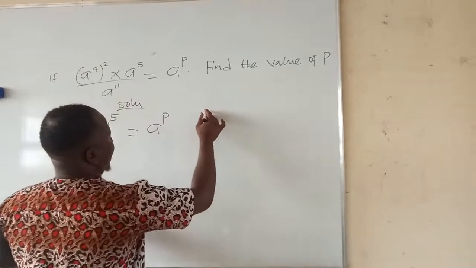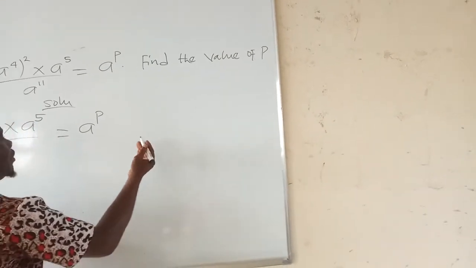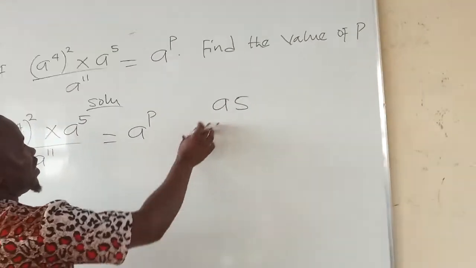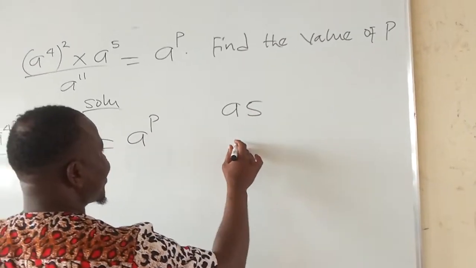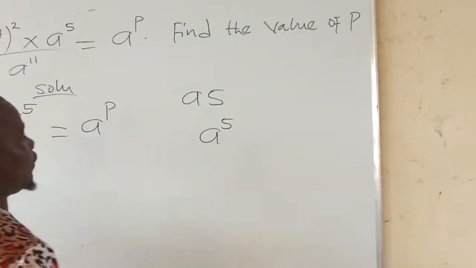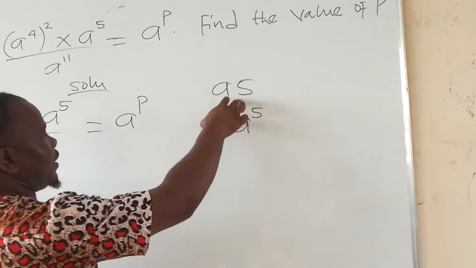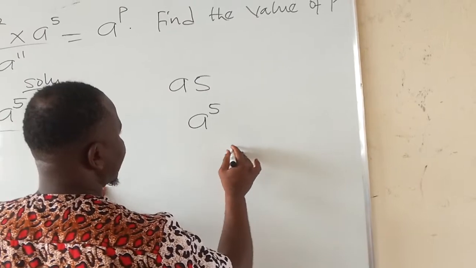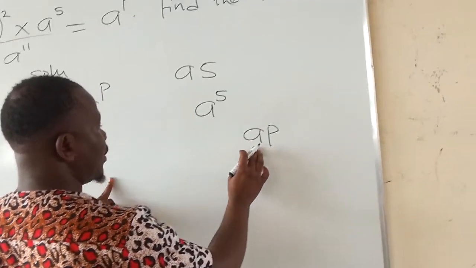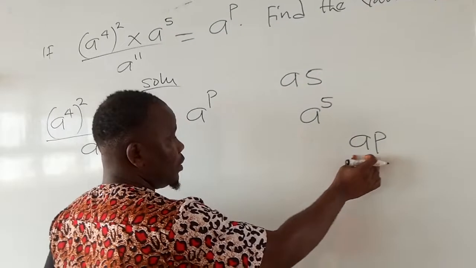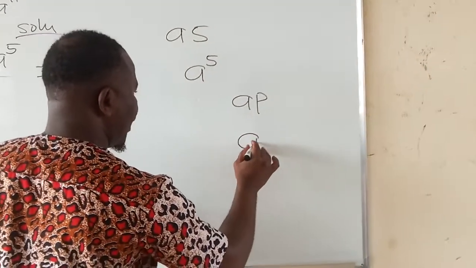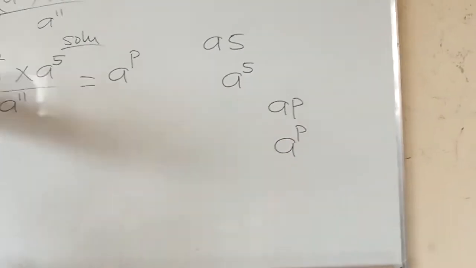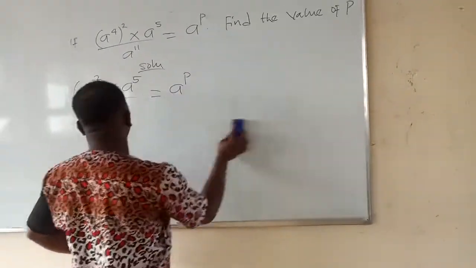You know how it is clear. It is not like this, because some of you can write this one this way. This is a5, not a raised to the power of 5. Look at it very well. This and this, they are not the same thing. Is that clear? Likewise, this is not ap. I know some of you write it this way instead of a raised to the power of p. Please take notes. Is that clear?